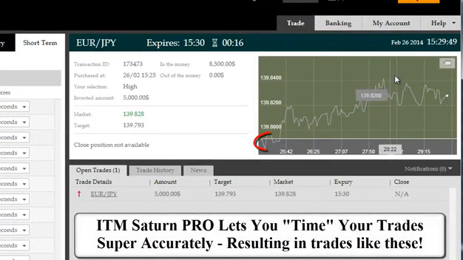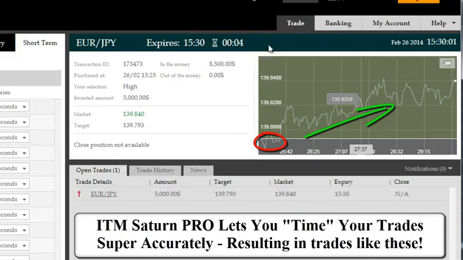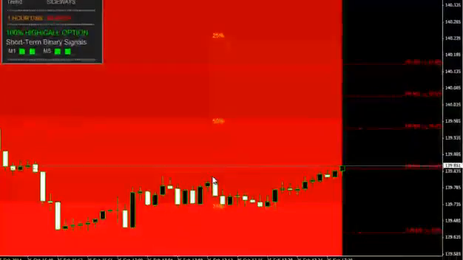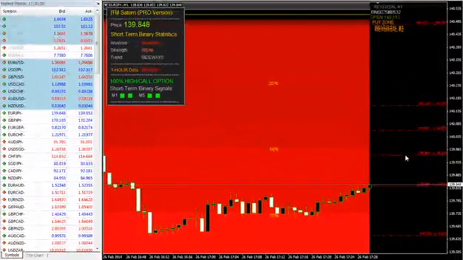As you can see, just a few seconds worth of staying outside of the money before it just stayed in that new territory. Beautifully timed trade, optimal entry point. That is why ITM Saturn PRO is so useful. It's the best thing to use when trying to get into the market that is time sensitive, like binary options. You need to time your trades well. Otherwise, no matter how good your trading ability, you may always end up losing because you mistimed the trade.